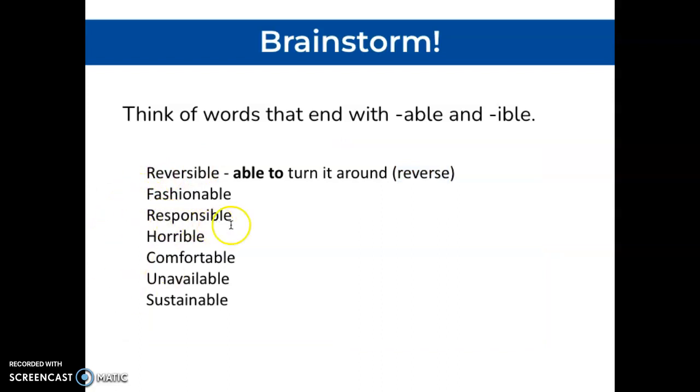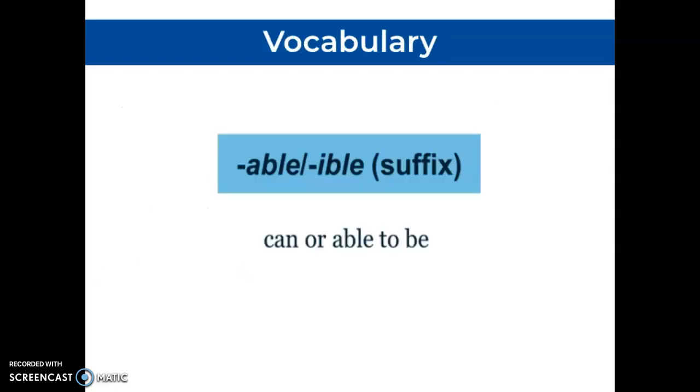If you are responsible, you are able to respond the way that you're supposed to for something. If you are comfortable, that means you're able to or you can be experiencing comfort. If something's unavailable, it means you are not able to get it. You're not able to avail it. So that suffix able or ible at the end of a word makes it mean can or able to be. So we're going to look at two specific words today that have able at the end.